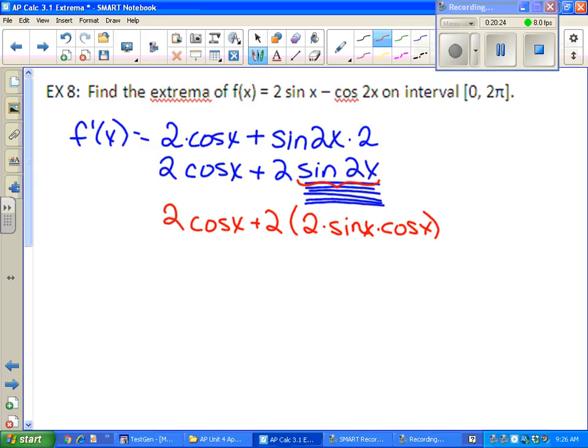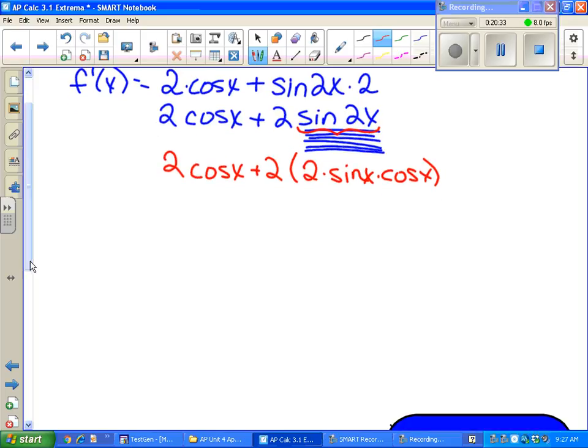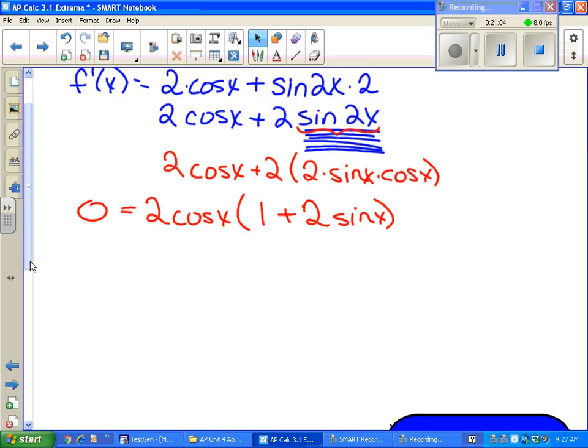Can I factor out anything? Because I'm going to eventually have to set this equal to 0, so it's to my benefit to do something with this. I'm going to factor out not only a cosine x, but also a 2. So 2 cosine x factored out. What would be left? 1 plus, factoring out one of the 2's, one of the 2's is left, sine x. Now, have I simplified my first derivative? Okay, now I'm going to set that equal to 0. Yay, by having parentheses, I have 2 products.